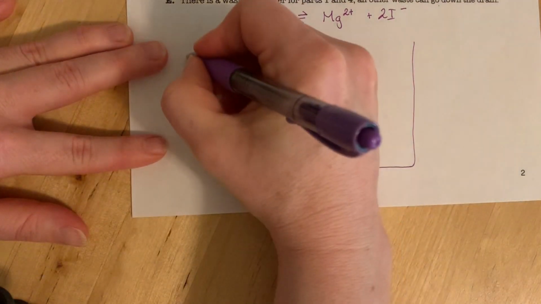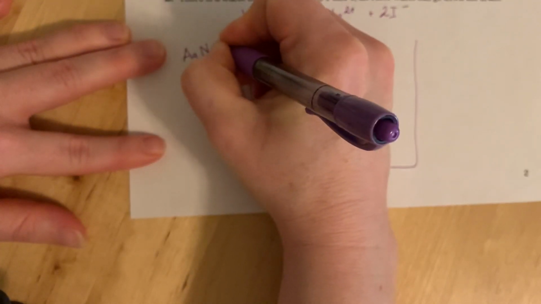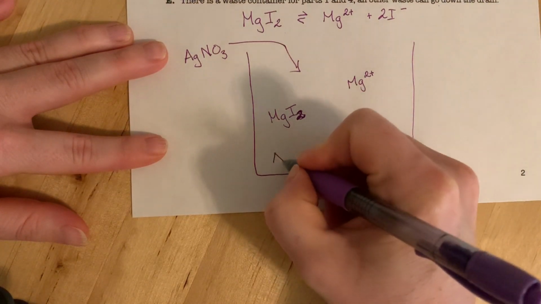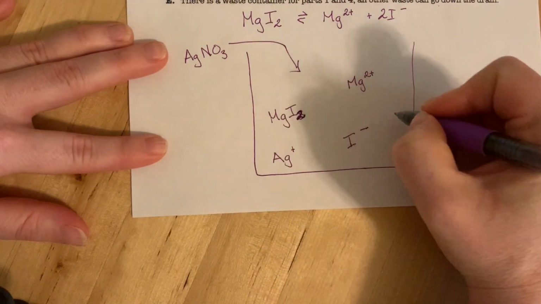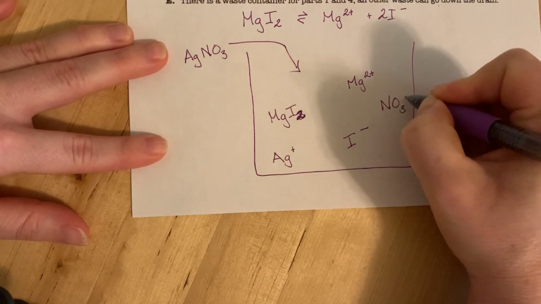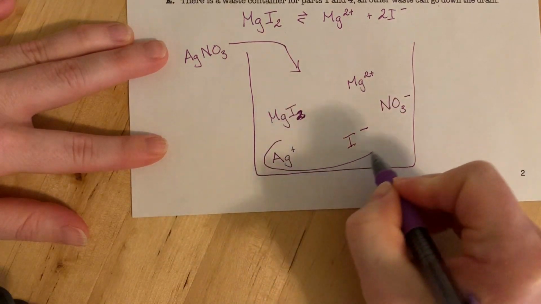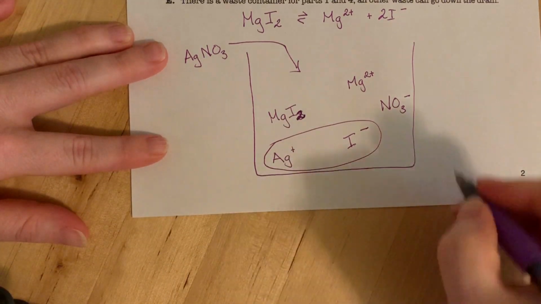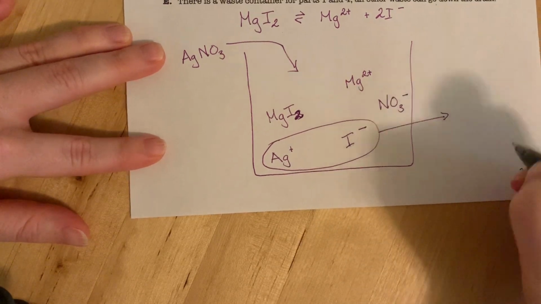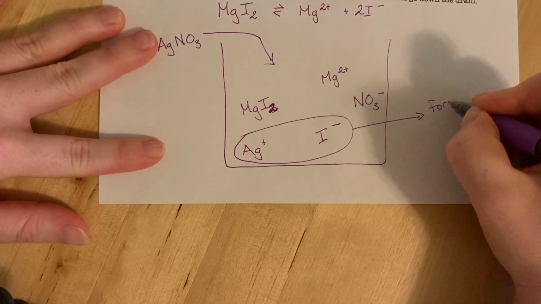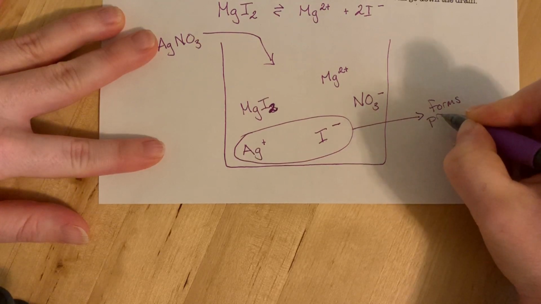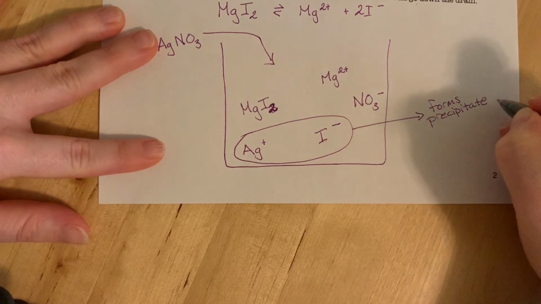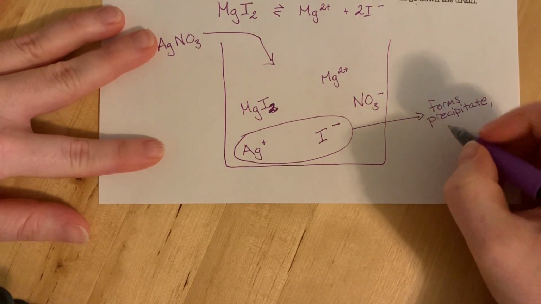So let's add some silver nitrate to it. The silver ions are going to split from the nitrate ions. And then the silver is going to attack that iodide and form a solid. That will form a precipitate, which will remove the I- from the solution.